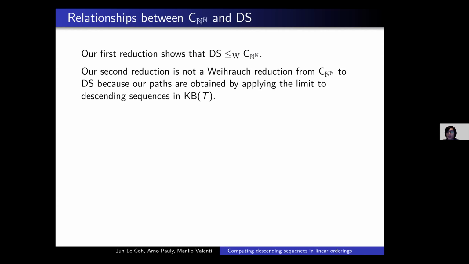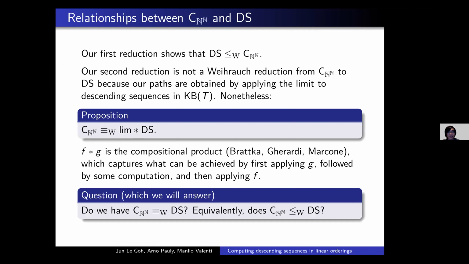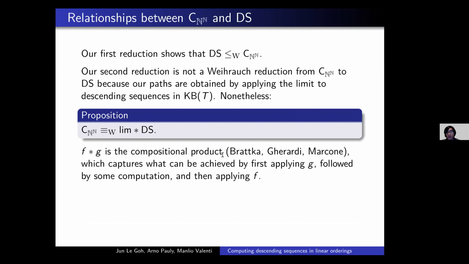However, we can still phrase it in the framework of Weihrauch reducibility as follows. So this here is an operation that we can do on problems, and this is called the compositional product. What it does is it takes two problems and forms a new problem out of them. And this new problem, this compositional product, captures what can be achieved by first applying G. So G is the one on the right, followed by some computation in between, and then applying F.